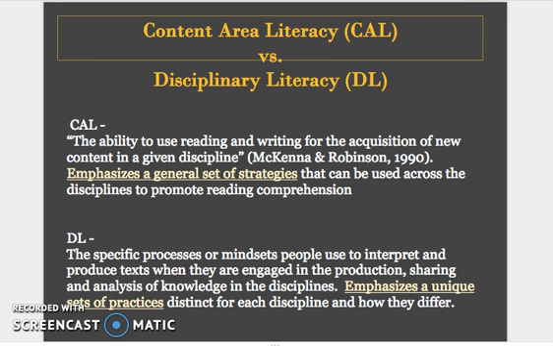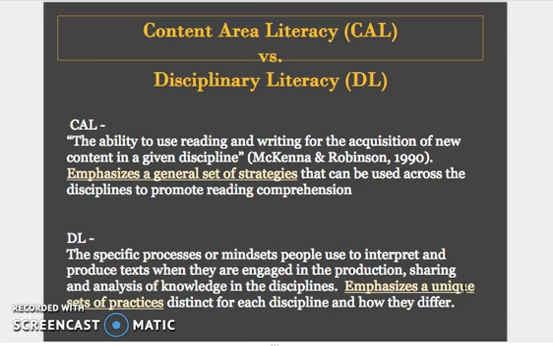So first of all, content area literacy is the ability to use reading and writing for the acquisition of new content in a given discipline. And so this tends to focus on general strategies, whereas disciplinary literacy is focusing on the mindsets and processes of making meaning and interpreting and producing text within a certain discipline. So it emphasizes more a unique, specific set of practices that only are used within a certain discipline.